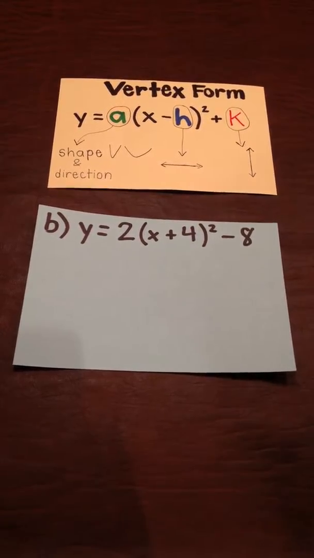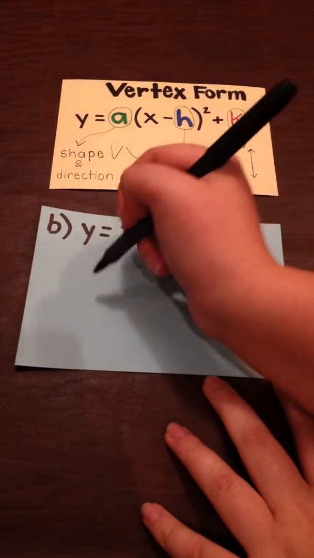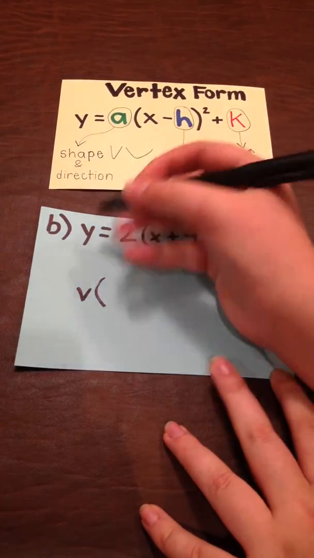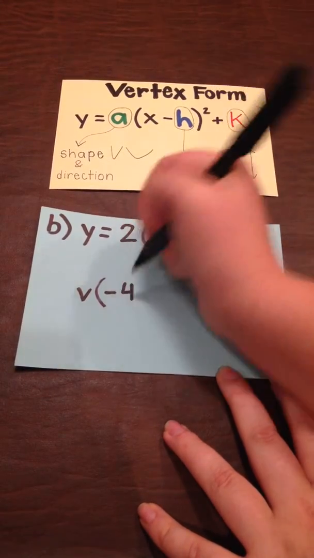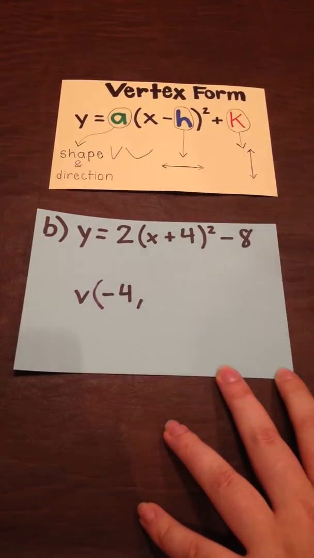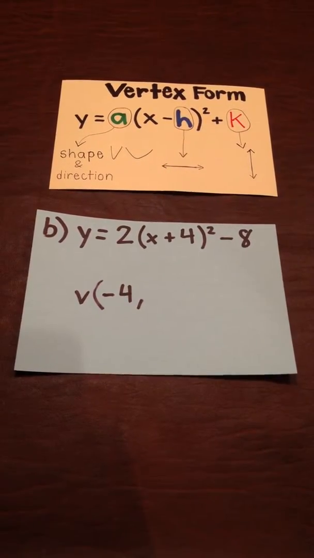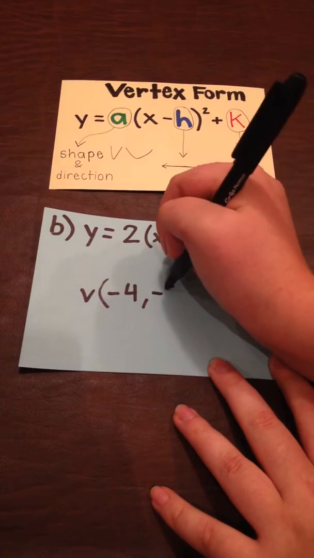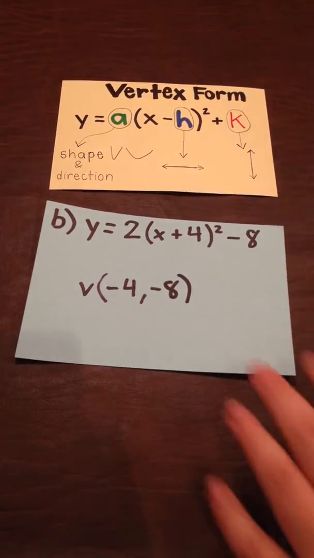Our h value is going to change signs when we put it into the vertex. So it would actually be negative 4. And the k value stays the same, so it would still be negative 8. And that's our vertex.